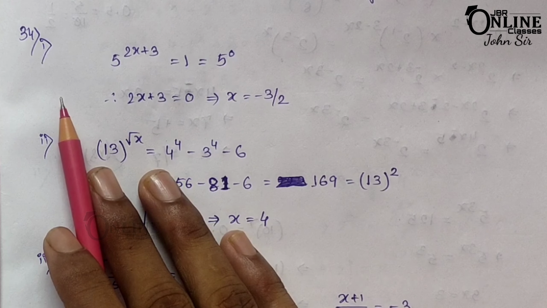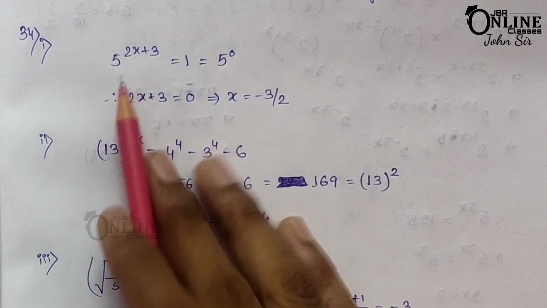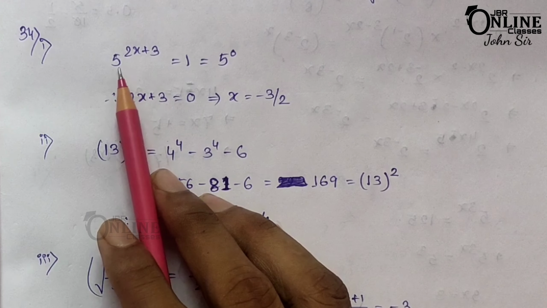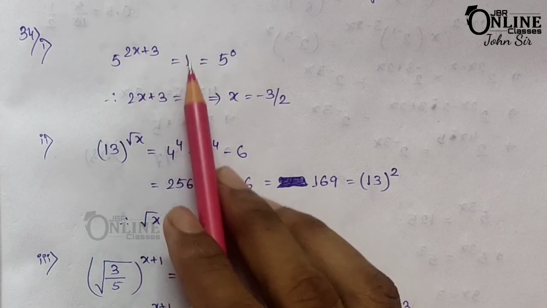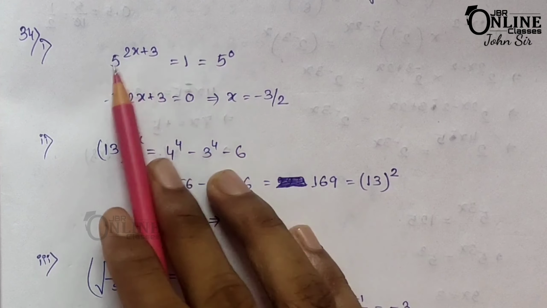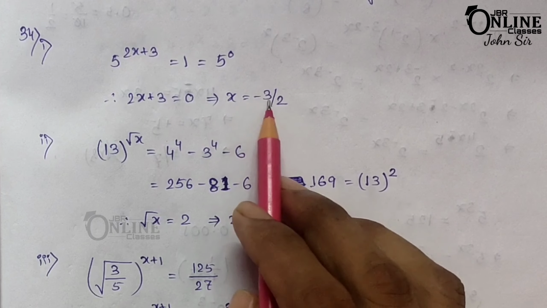Next, solve the following equation for x. That means here each and every question you have to find out the value of x. First one, 5 to the power 2x plus 3, that equal to 1. Now 1 means 5 to the power 0. So by comparing both sides, 2x plus 3 equal to 0. Then x equal to minus 3 by 2.